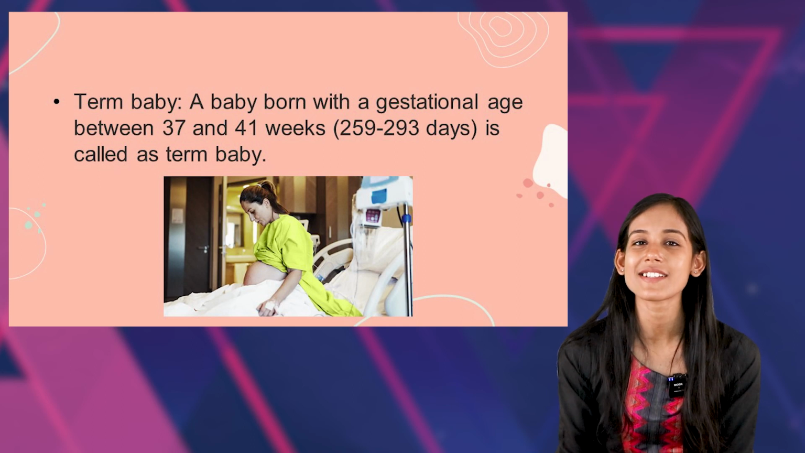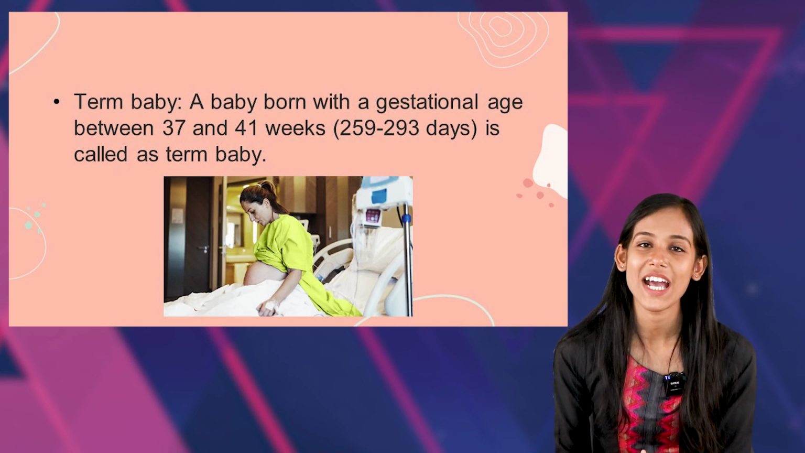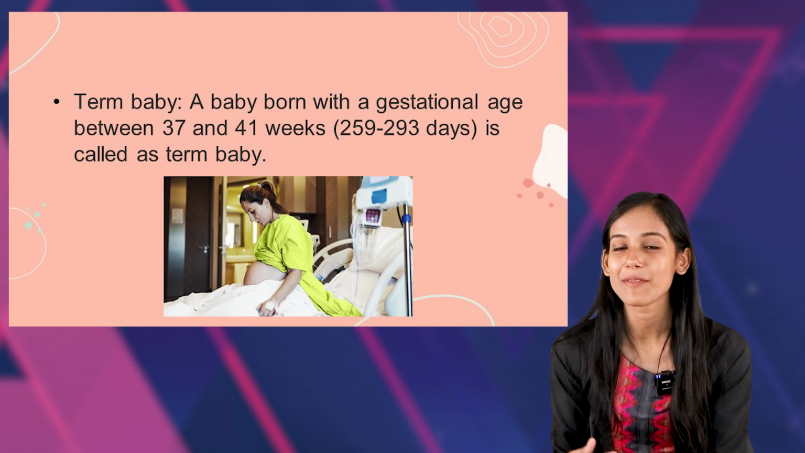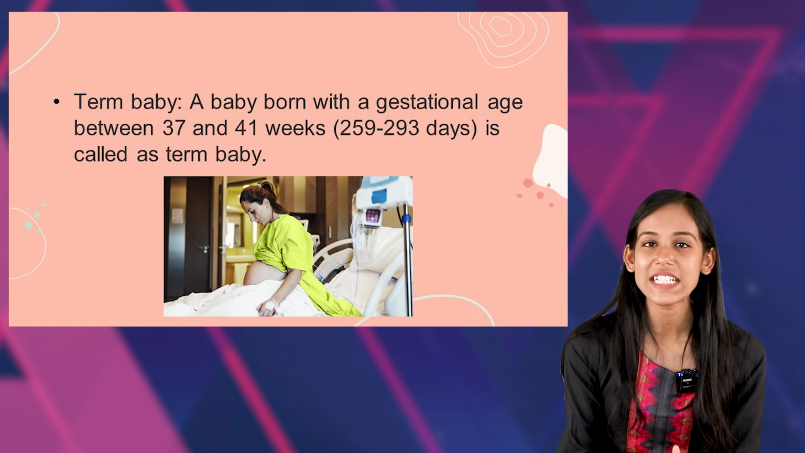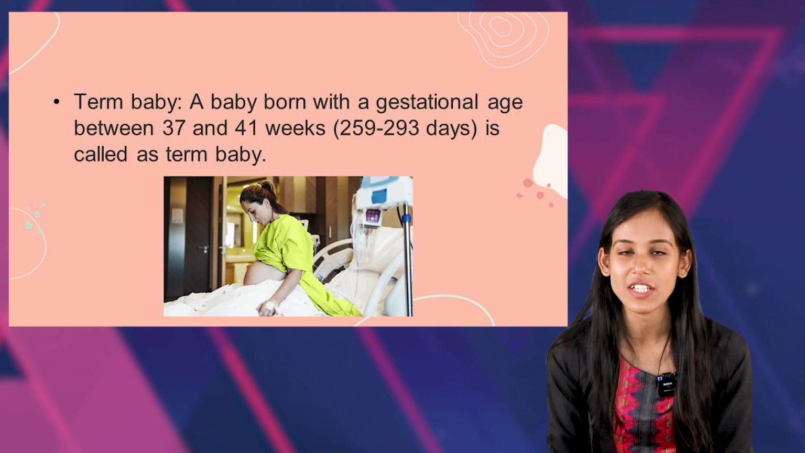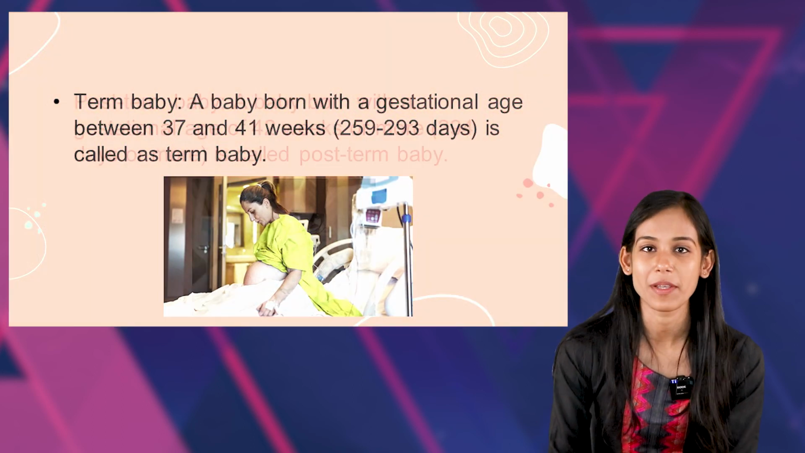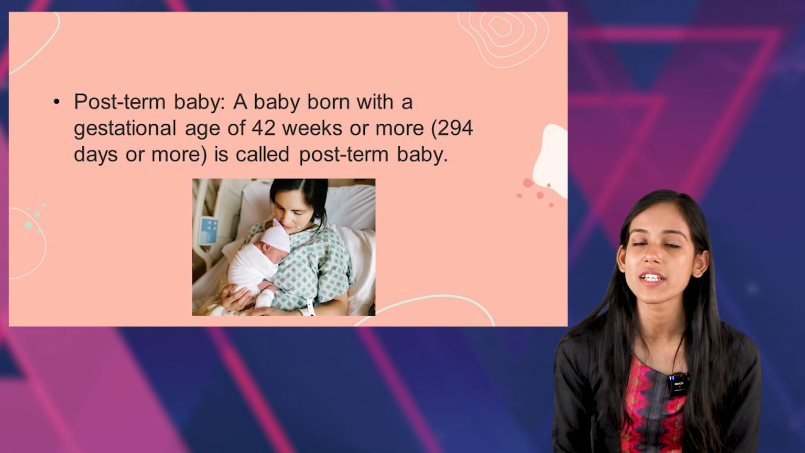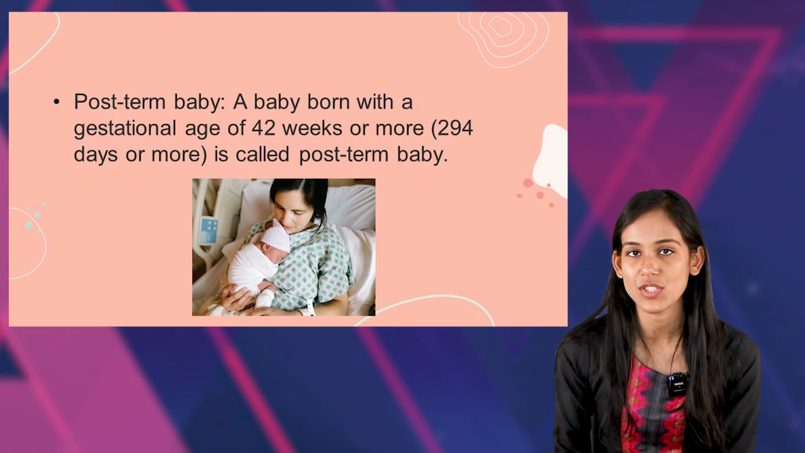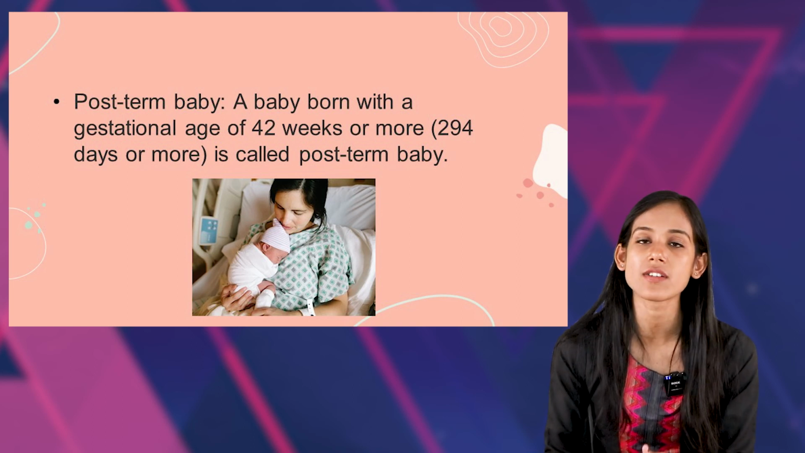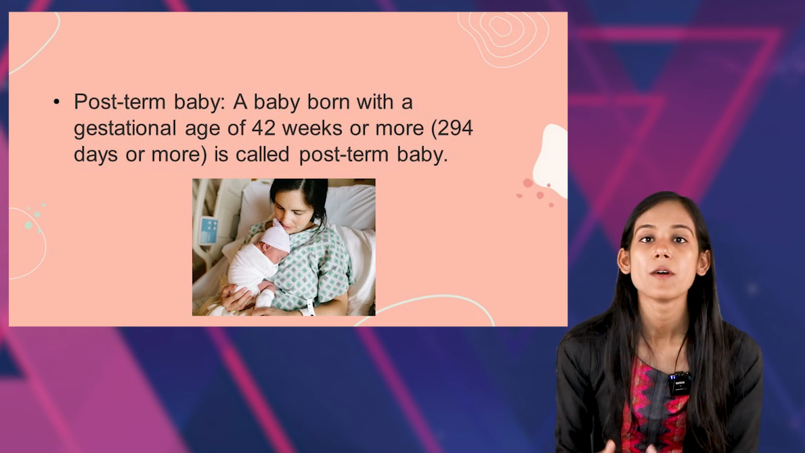I think you can guess when we will call them term babies. So it should be beyond 37 weeks. When a baby is born between 37 weeks to 41 weeks, we call them term babies. And then we have one more term, that is post-term baby. When a baby is born with a gestational age of 42 weeks or more, we call them post-term babies.